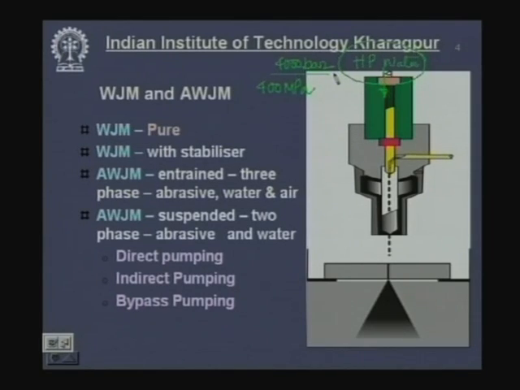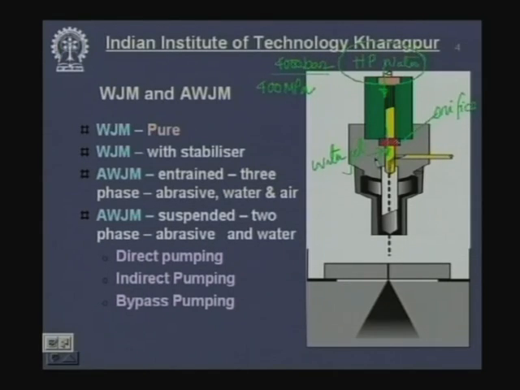Then what is done with the high pressure water? The high pressure water is allowed to come out of a small orifice. How small is this orifice? This orifice is really small, around 0.1 to 0.3 millimeter. So, the pressure energy of the water at 4000 bar gets converted into kinetic energy. Once the water comes out of the orifice, the water jet is formed. So, the water jet is available here.